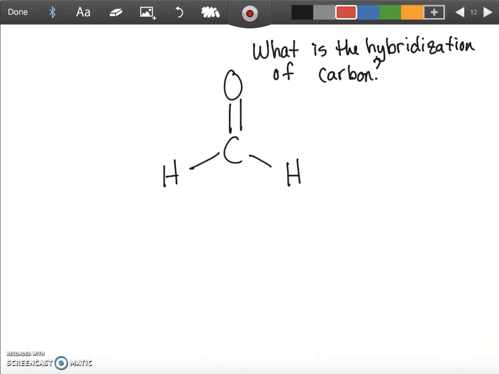Alright, now let's look at a case where we have a double bond in question. What is the hybridization around this carbon? Well, let's go ahead and go through our electron domains. There is 1 electron domain right here, that carbon-hydrogen bond. There is another electron domain right here with that carbon-hydrogen bond. And this whole double bond counts as 1 electron domain, not 2 electron domains for a double bond, but 1 electron domain.